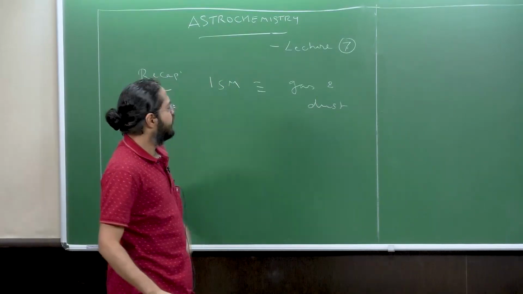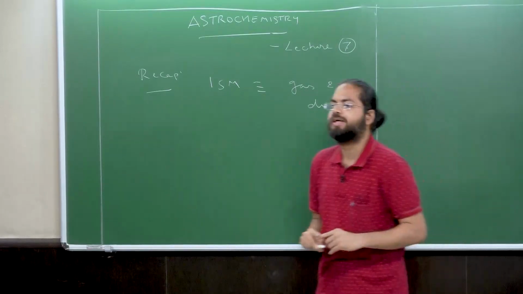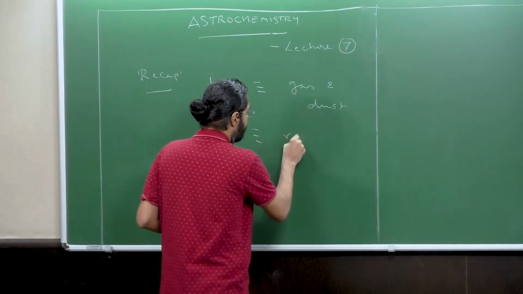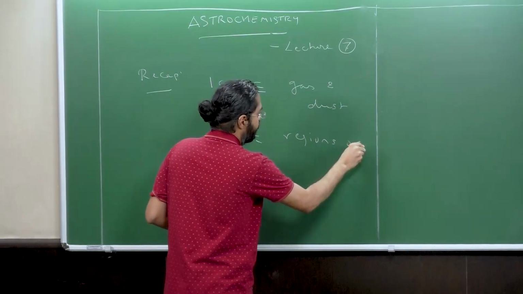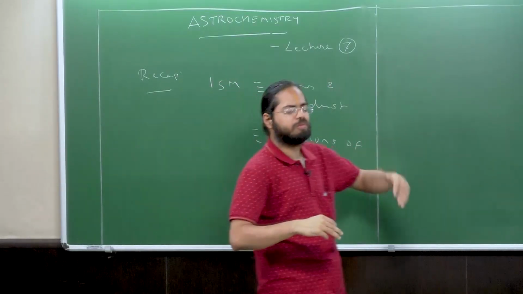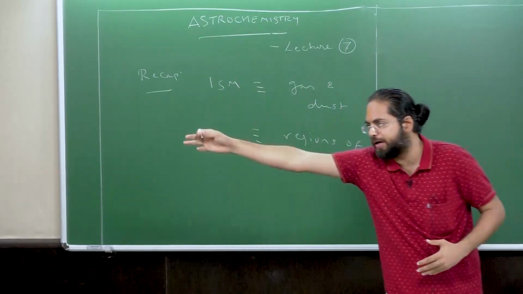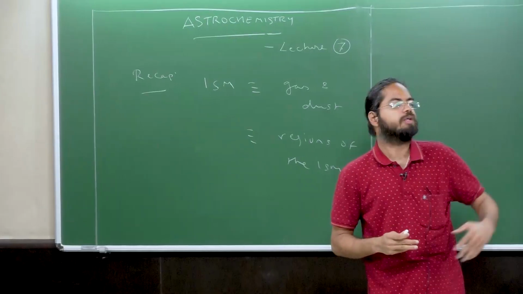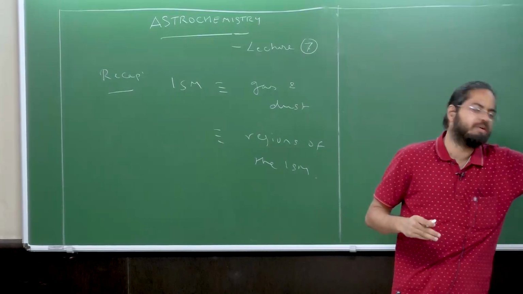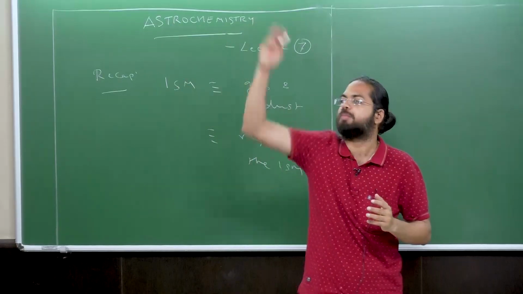We also saw that the interstellar medium is highly inhomogeneous, or non-homogeneous, and it has different regions. And we discussed the various regions of the ISM, for example, starting from the molecular clouds all the way to the warm ionized medium and the hot ionized medium, wherein the temperatures ranged from close to 0 Kelvin, 2 or 3 Kelvin or 5 Kelvin or 10 Kelvin, all the way up to 10 to the power 6 or 10 to the power 7 Kelvin.